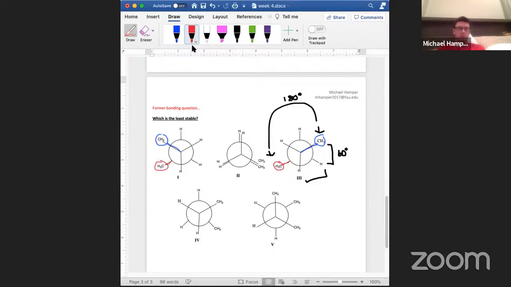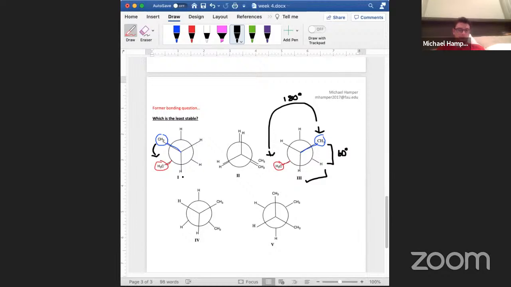So your front biggest group and your back biggest group are only one rotation away from becoming fully eclipsed. Can you see that? If I were to rotate this front carbon just 60 degrees, it'll be eclipsing the back biggest group. You guys see that? That's what gauche is. That's the difference between a gauche and an anti, although they are both staggered.